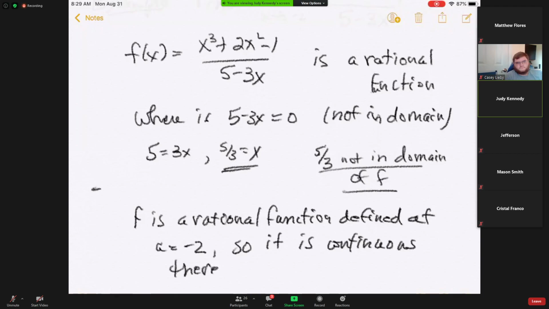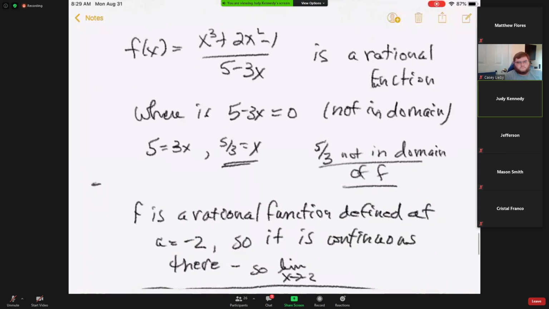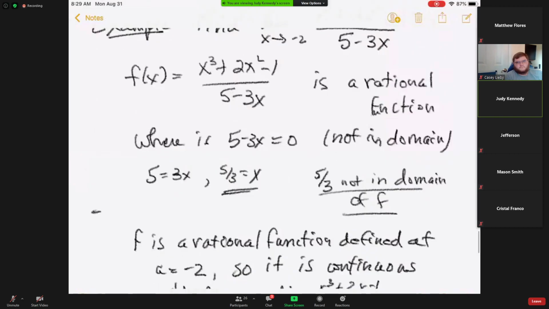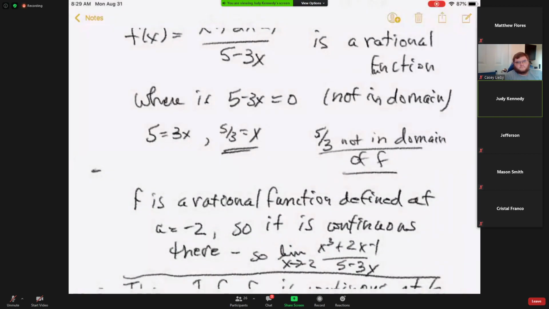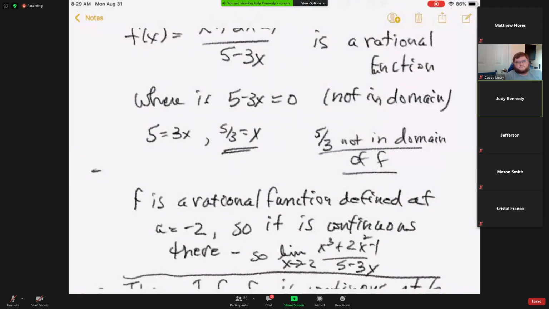And that means we can just plug in. Of course, I didn't leave enough room. So the limit as x approaches minus 2 of x cubed plus 2x minus 1 over 5 minus 3x. Let's make sure I got the right function. No, that's supposed to be 2x squared.